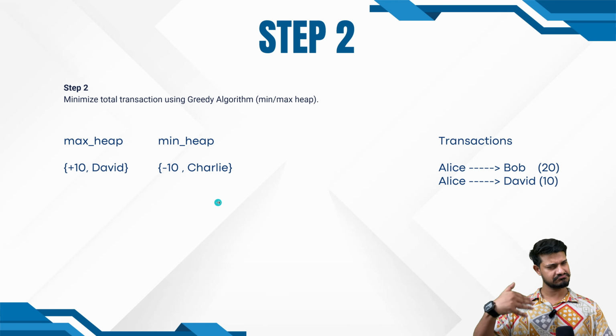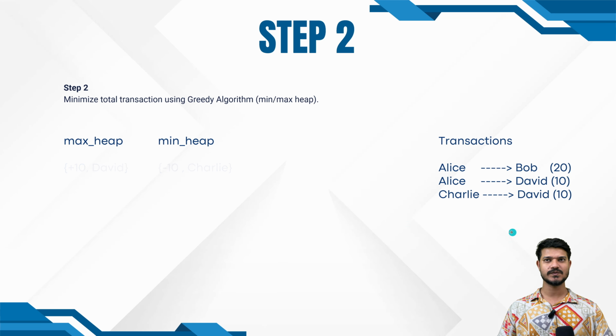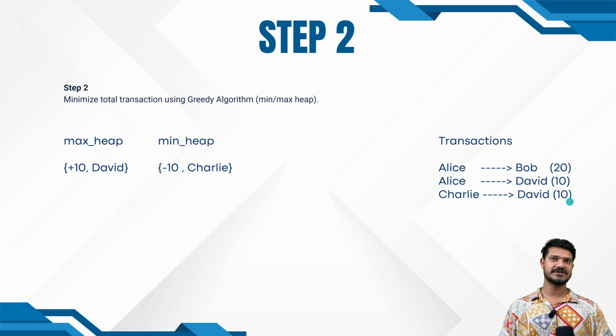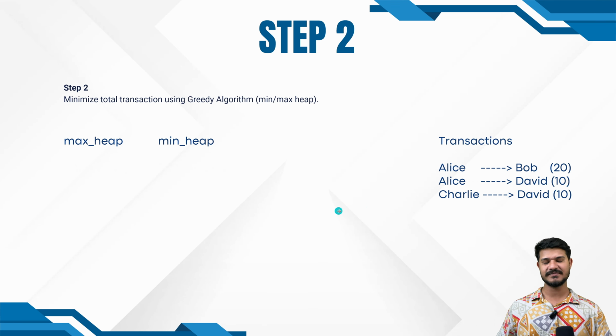Next step, again pick the top of the max heap and min heap, my bad, I directly added that. The top of the max and min heap again will be these two, and again the minimum of 10 and 10 is 10, so there will be a transaction of 10 from Charlie to David. Every time a transaction is from debtors to the creditors. So Charlie to David 10. Now both of them will be removed from the max heap and the min heap, and now the max and the min heap will be empty.